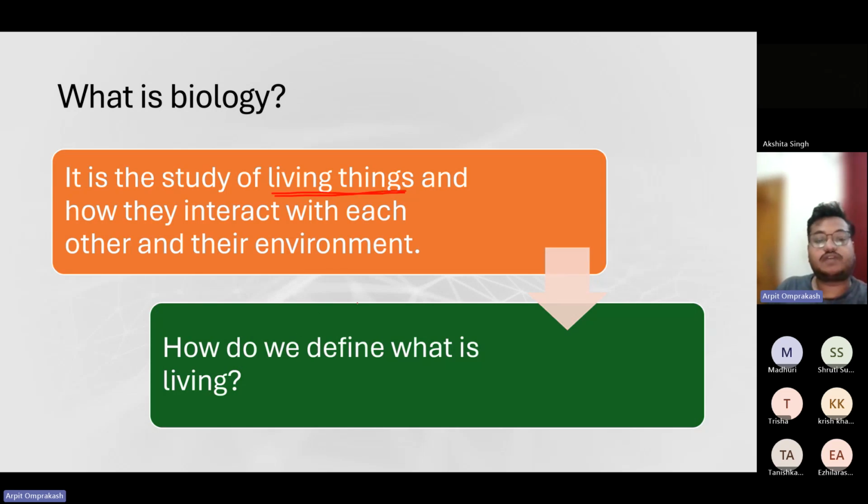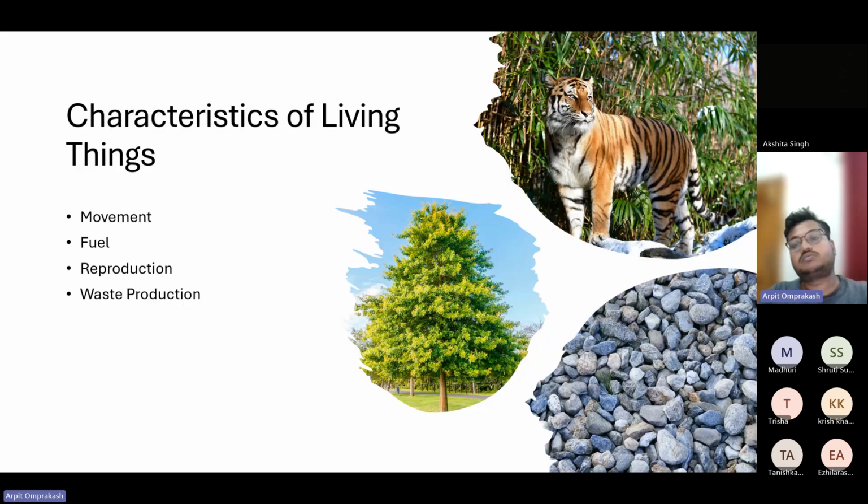Once we have this definition, there's one important word here, which I'm highlighting, and that is living things. So how do we define what thing is living and what thing is non-living? One way is by defining the characteristics of things that are living. For example, the tiger and the tree are things that we know are living, whereas rocks or pebbles are things that we know are not living, right?